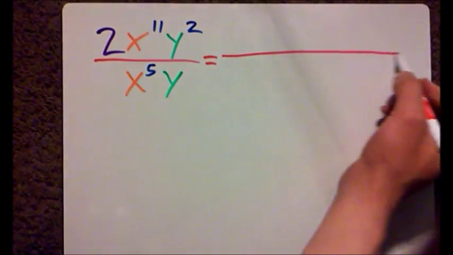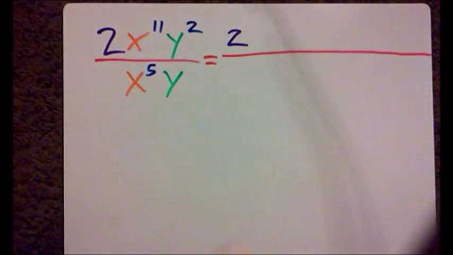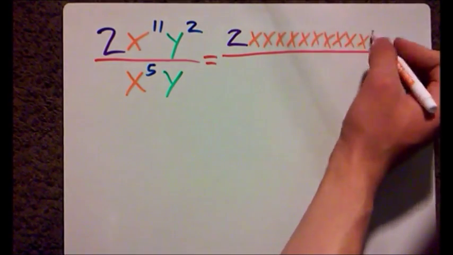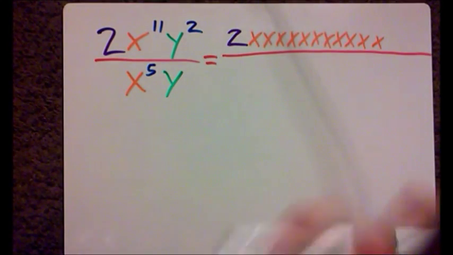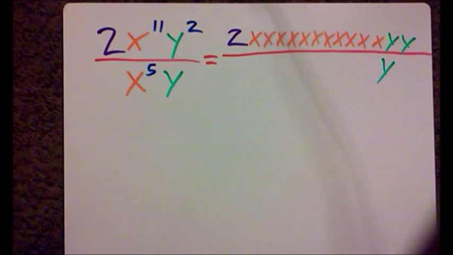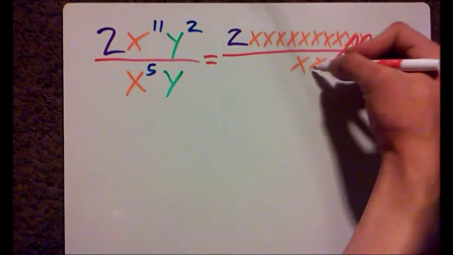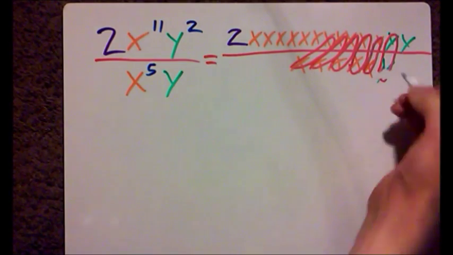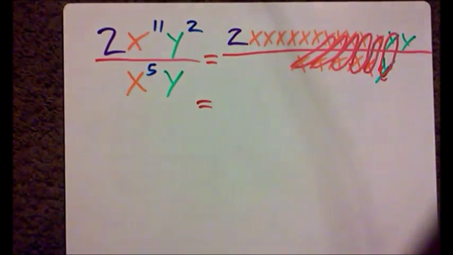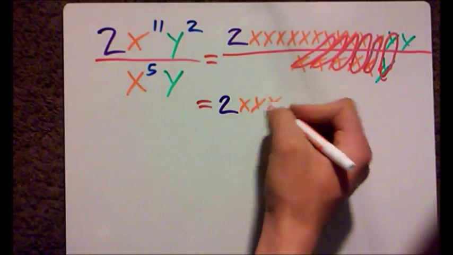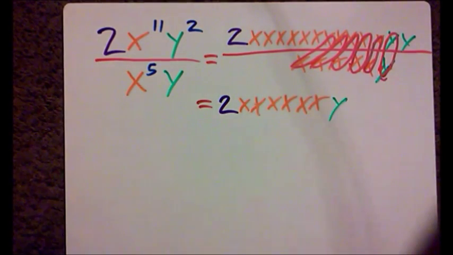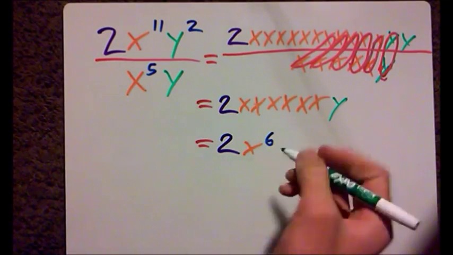The reason why this works is because x to the power 11 is x times itself 11 times, and x to the power 5 is x times itself 5 times. X goes into the numerator and the denominator 5 times, so we cancel out 5 x's from the numerator and the denominator. Y squared is y times y. Y goes in the numerator and the denominator once. Cancel out the 2 y's. The denominator is 1, so we're left with 2x to the power of 6 multiplied by y. There's your answer.